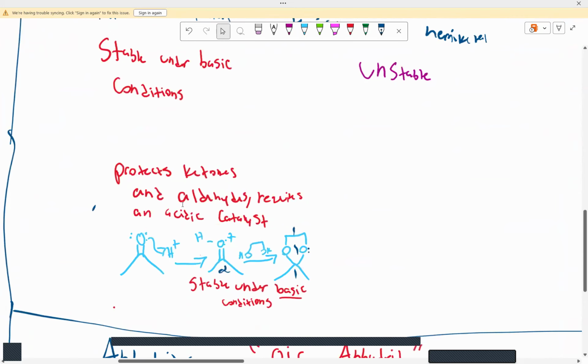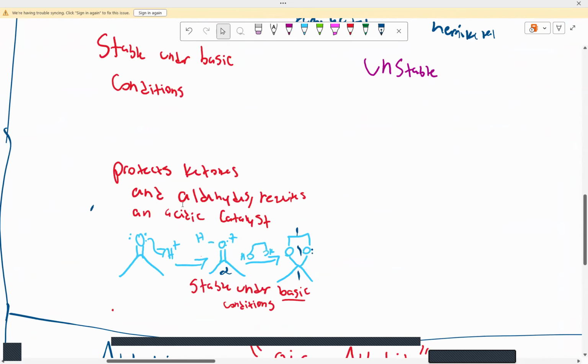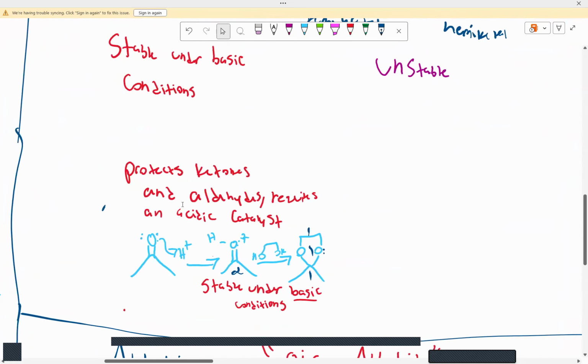So what are protecting groups? It's not just that it protects ketones and aldehydes, at least for this example that I have, and it requires an acidic catalyst. Typically, it has an acidic catalyst, so that makes that alpha carbon even more positively charged, because if that oxygen has a positive charge, then that carbon will donate even more of its electrons towards the positively charged oxygen in order to negate some of that charge.